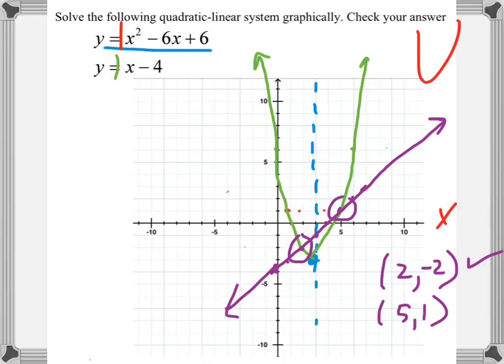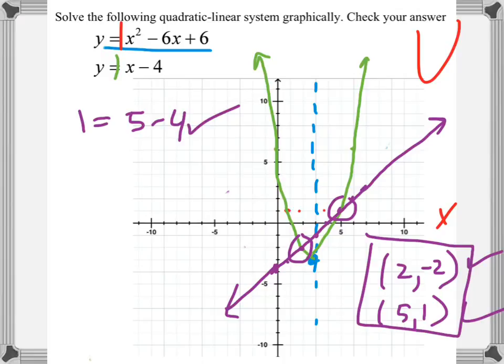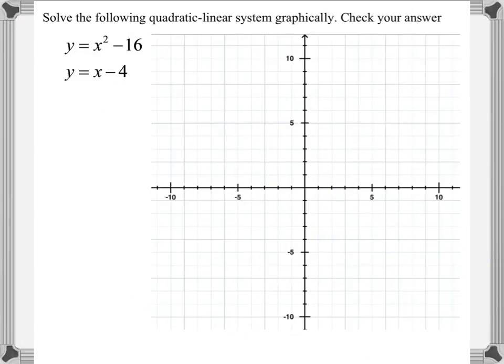So let me just check the line below. Is it true that 1 is equal to 5 minus 4? And yes, that is true. So the second one is also a solution to the line and the quadratic equation. Right, so those two are my solutions to my system.